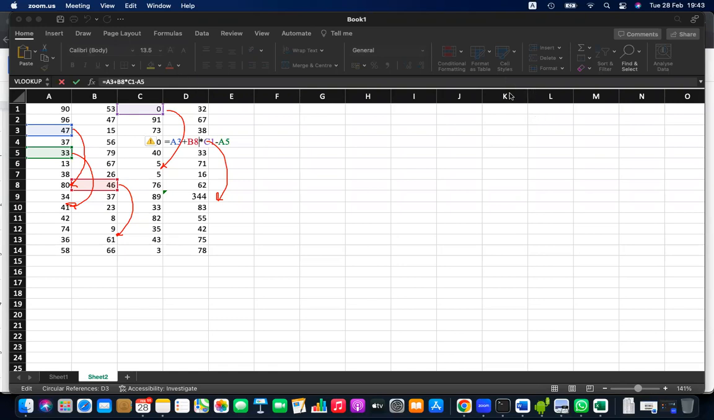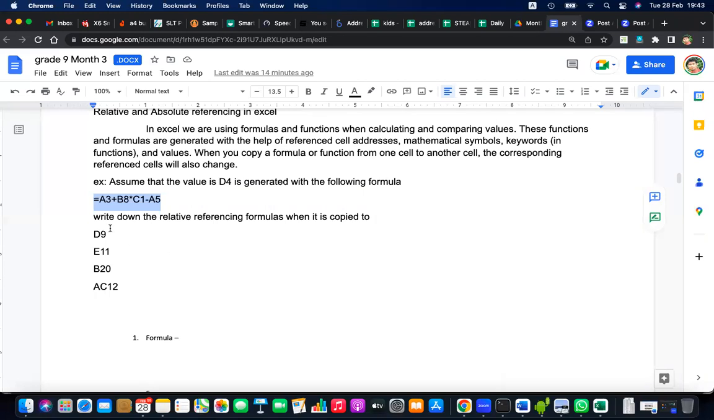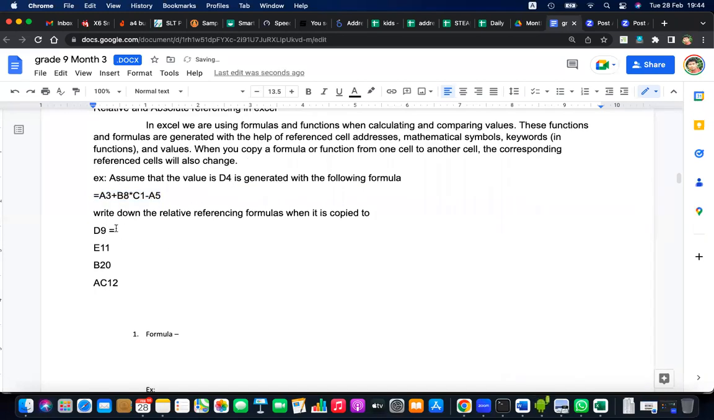Okay, think like that. That is what is happening. This is not complex, but you have to think carefully. When it is moving to D9, D4 to D9, 5. So A3 plus 5 is A8.